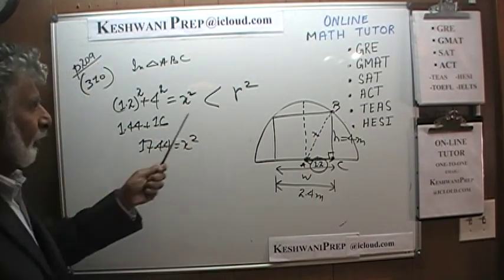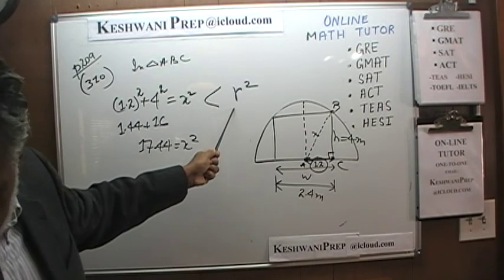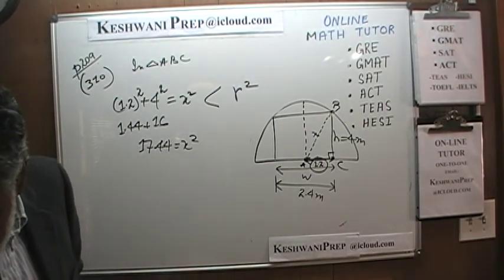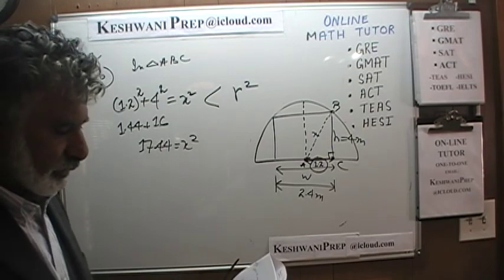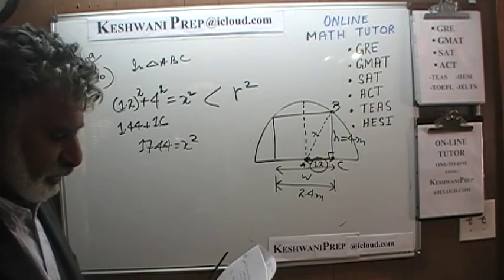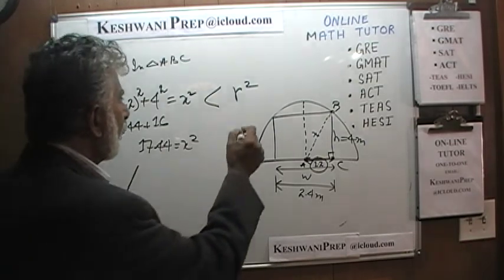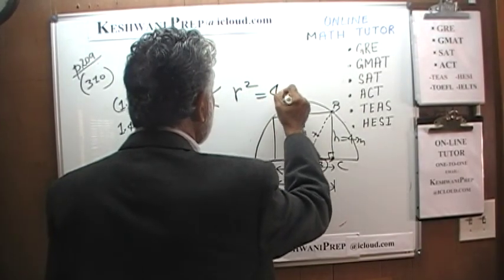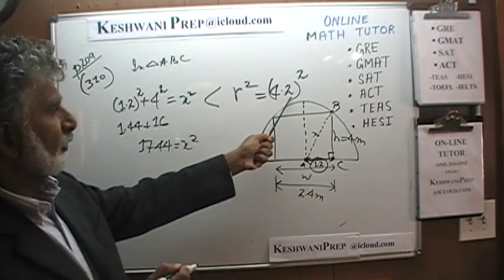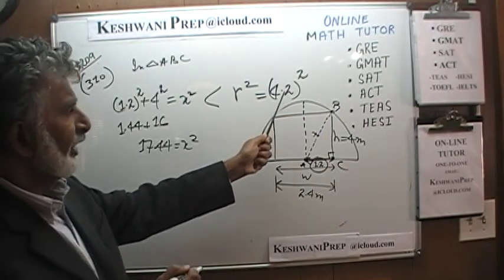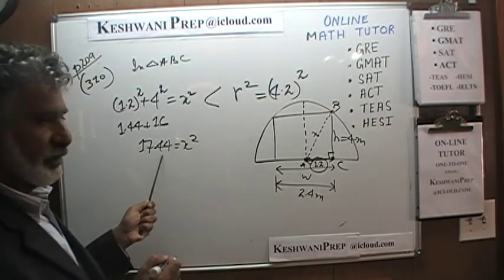How much is the radius of the tunnel, we were told? We were told somewhere, a semicircular tunnel with a radius 4.2. There you go, 4.2. This r squared is 4.2 squared. Let's find out what this 4.2 squared is. As long as this quantity is more than this quantity, we are fine.